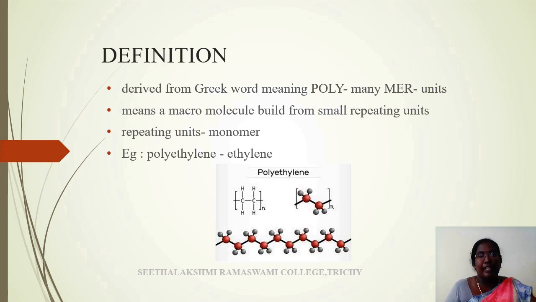For example, we can take polyethylene. Polyethylene is a polymer, and in it we have ethylene as the monomer unit. This monomer unit, repeated continuously under some process, forms polyethylene, and polyethylene we call a polymer.